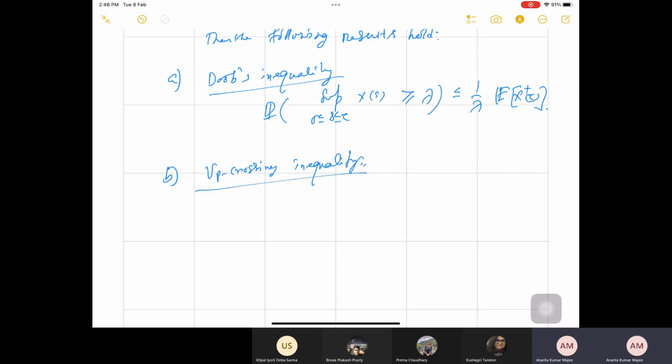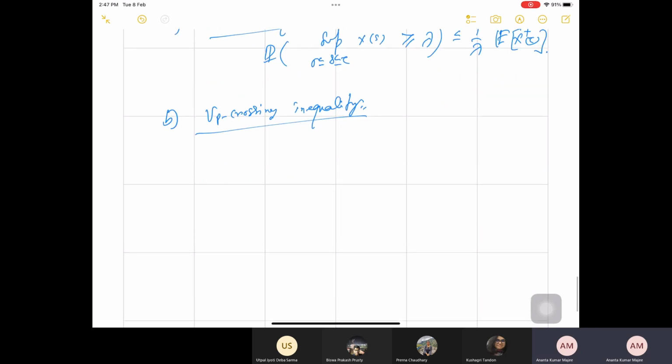So what we have seen is that for the submartingale case, the expectation of U_n is equal to 1/(b-a) times the expectation of (X_n - a)^+ minus (X_0 - a)^+. We have seen it. So similar things we can consider here.